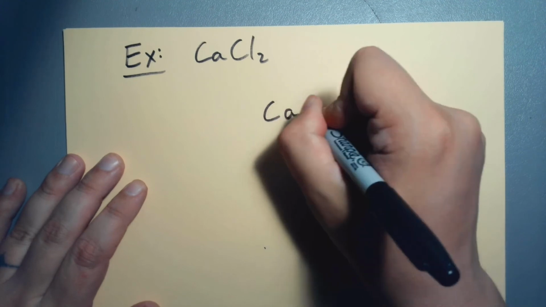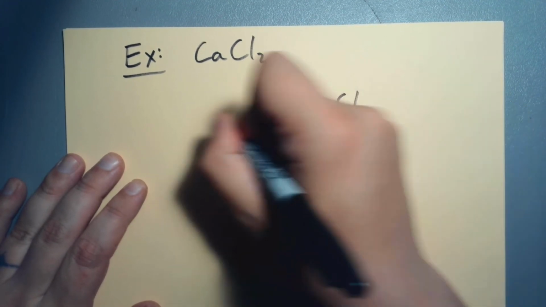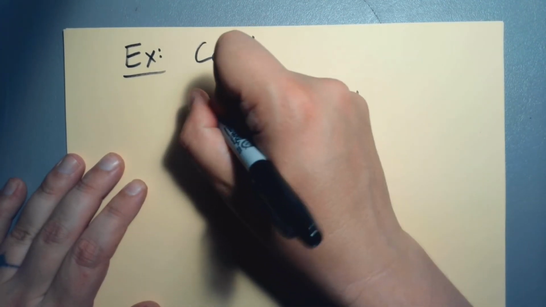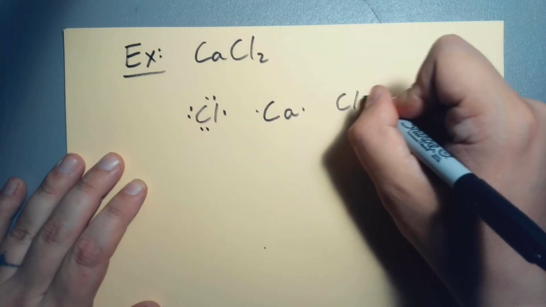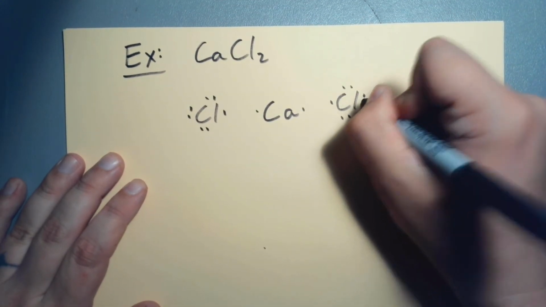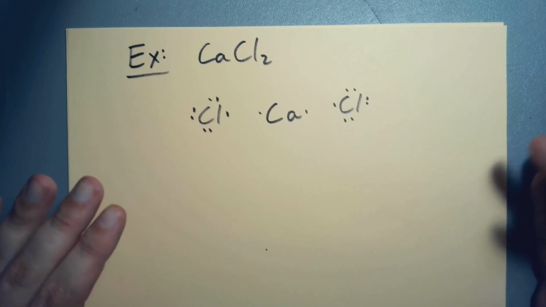Alright, and so we're going to draw our Lewis structures. Boom, boom. Now I have two of my non-metals.